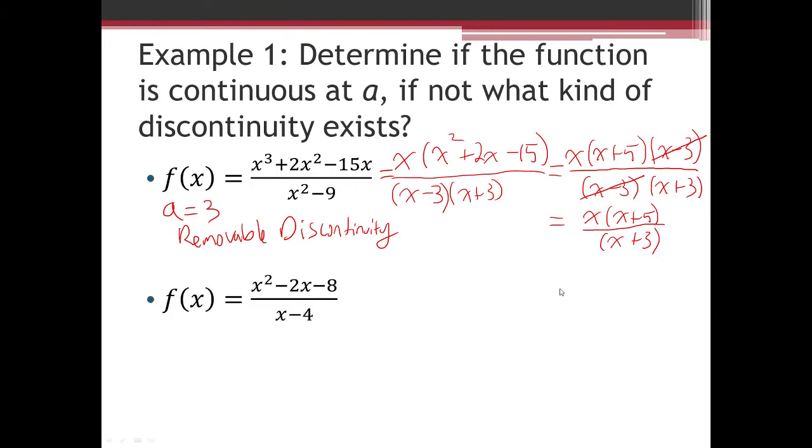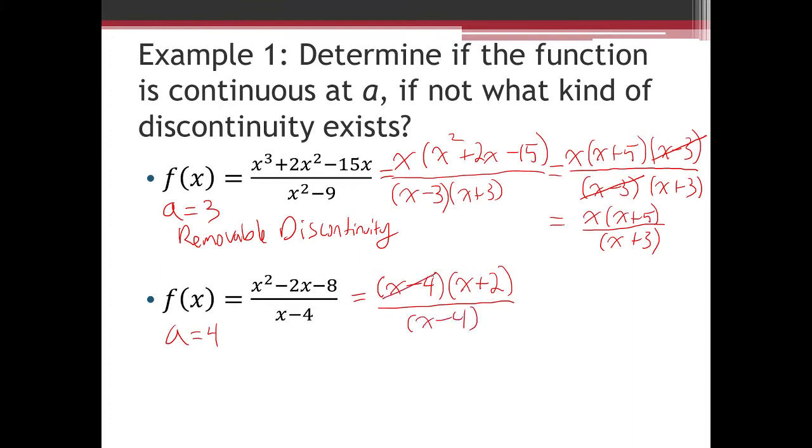Alright, next example. So here, x squared minus 2x minus 8. Let's say we plot a equals 4. Can we remove this discontinuity? Let's find out. I can simplify the top, or at least factor the top, to x minus 4, x plus 2. The bottom will be x minus 4.